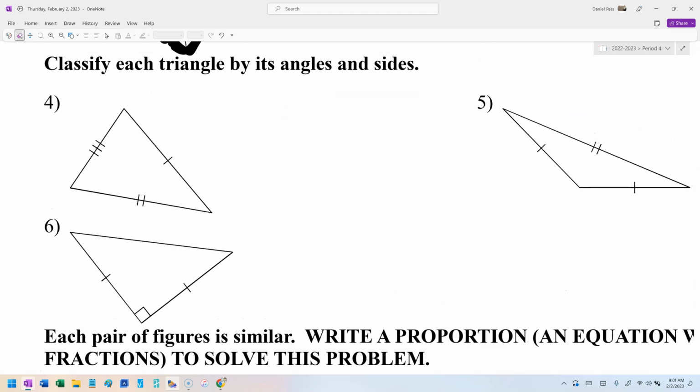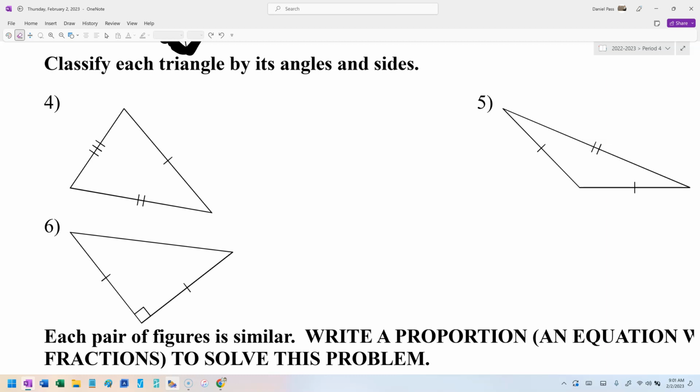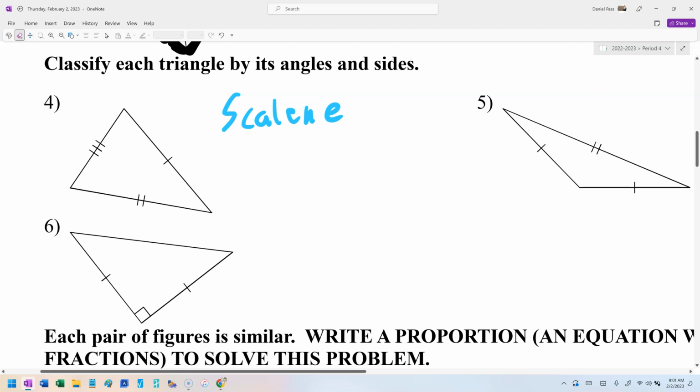All right, number 4. What do you got? Now we've got 2 different names, angles and side names, right? I forgot what's on my paper. Oh, well then go get your paper. We'll wait. Yeah. Scaling. Okay, now what is scaling? Is that for the angles or the sides? Side. Yeah. That's for the sides.